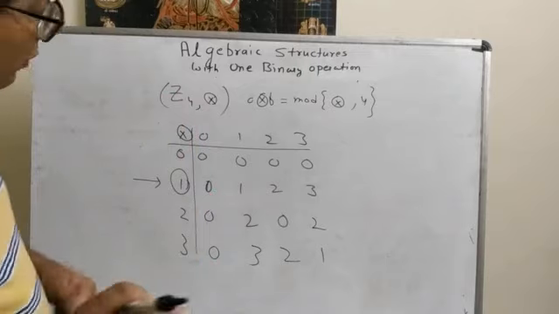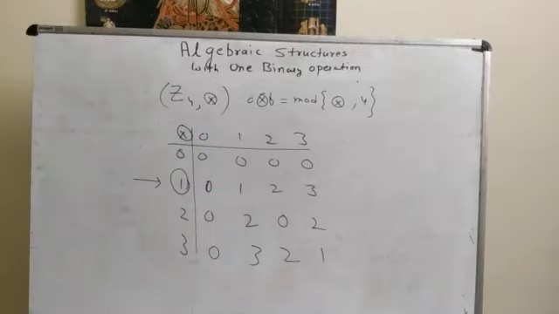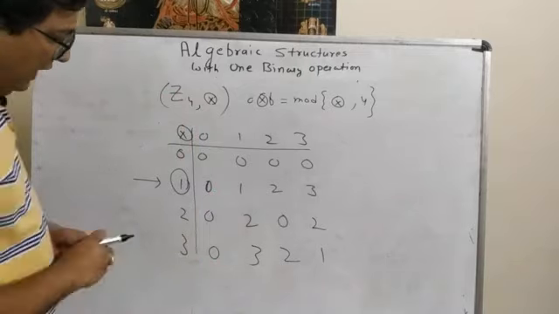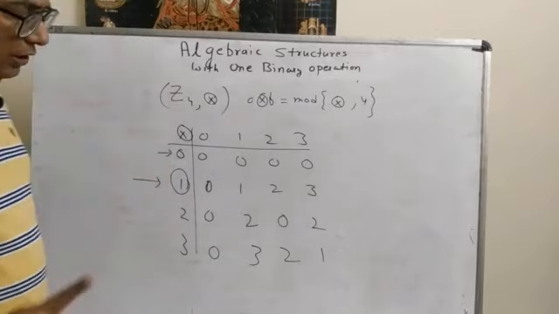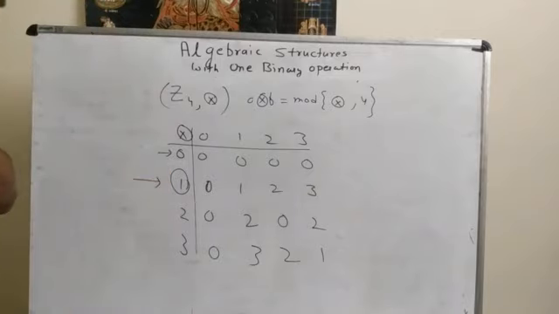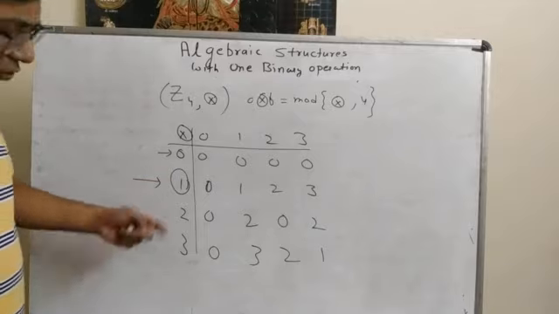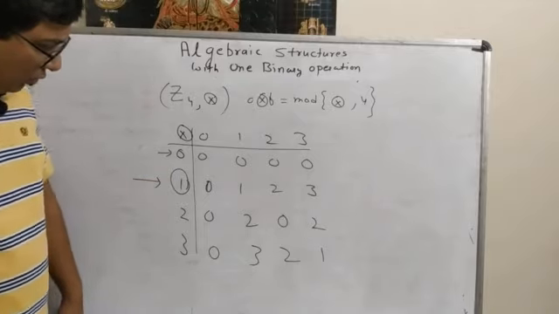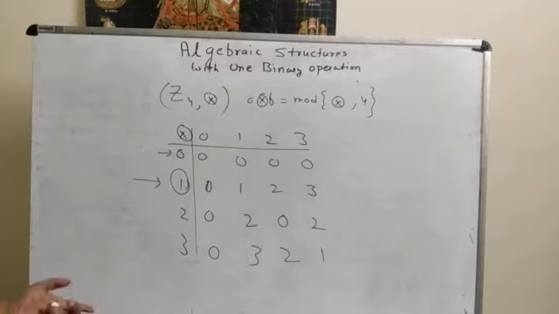But when we talk about groups, this is not a group. The first important thing: the inverse of 0 does not exist. The second thing: the inverse of 2 also does not exist.